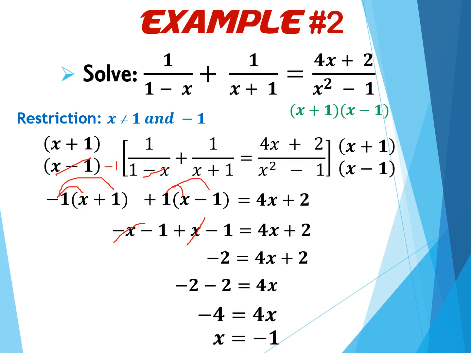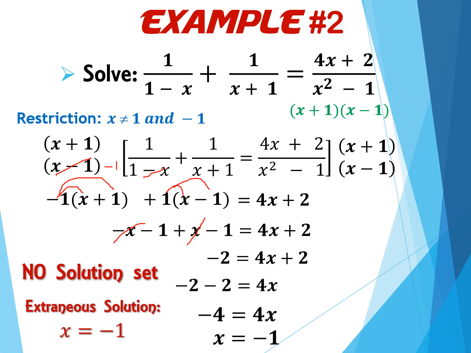So the value that we have solved is negative 1, but negative 1 is a restriction. So therefore, here we can conclude that there is no solution set. x is equal to negative 1 is an extraneous solution since it is included in the restriction. This is the value of x but it will not satisfy this entire rational equation. So there is no solution set. Negative 1 is an extraneous solution.